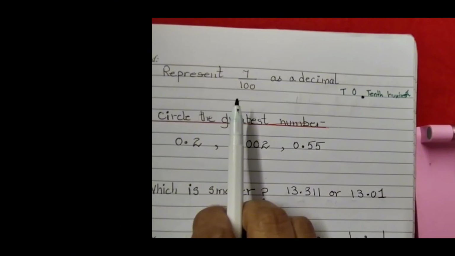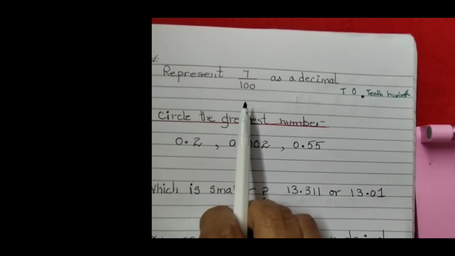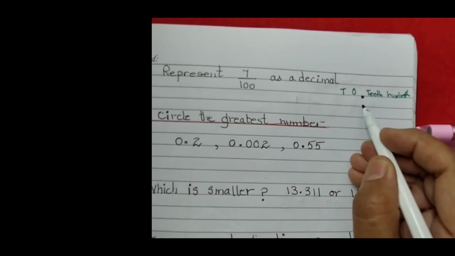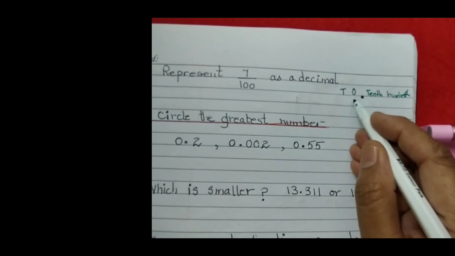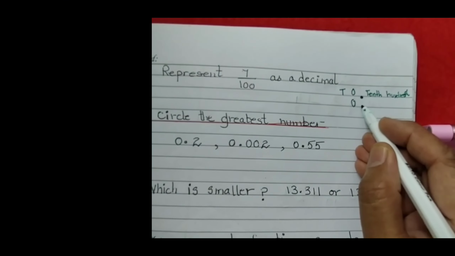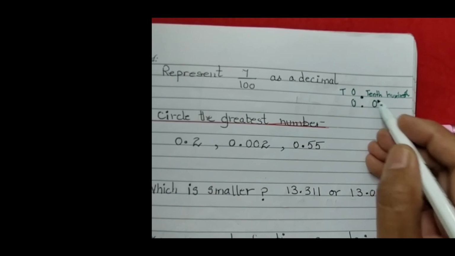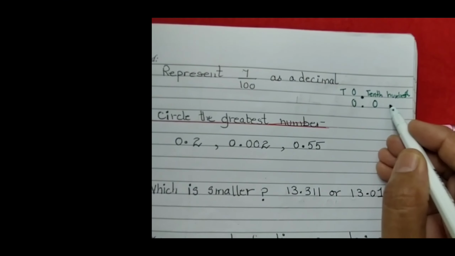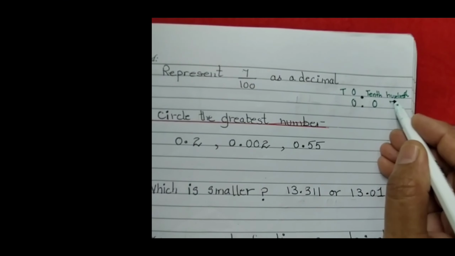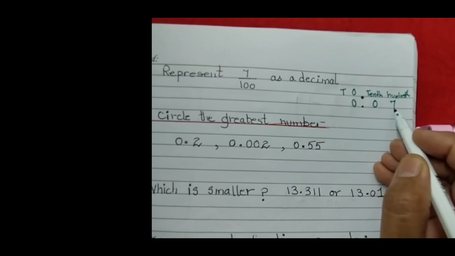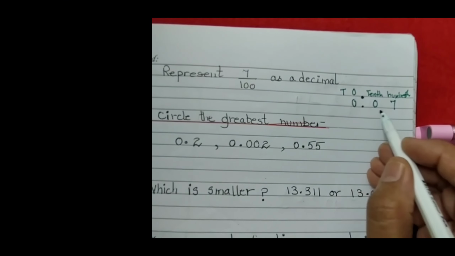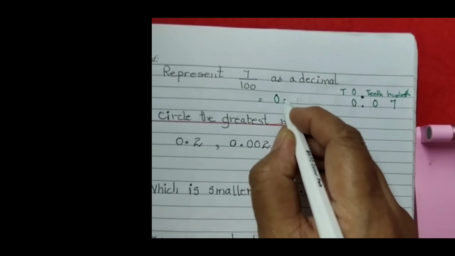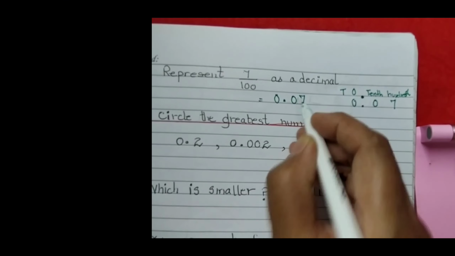Since I have only asked you to write the figure as a decimal, 7 upon 100, I have 100 here. So what will be my answer? I do not have a whole number, so I'm going to just write a 0 here, 0.0. There's no tenth, but I have a 7 standing on the hundredth. 7 will be standing in the hundredth place. 0.07 is the answer.